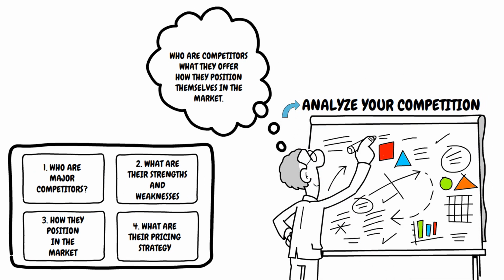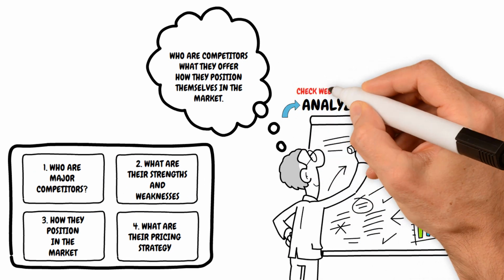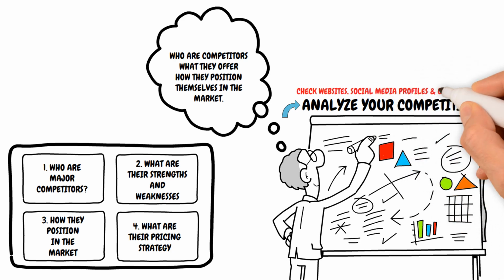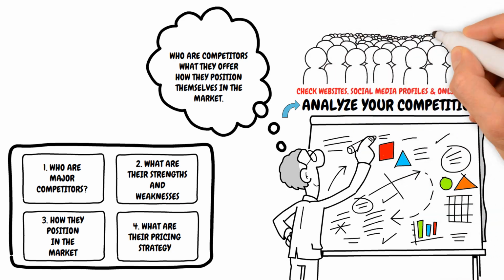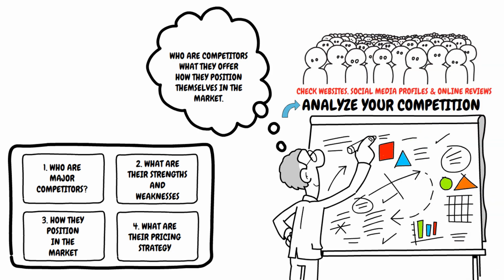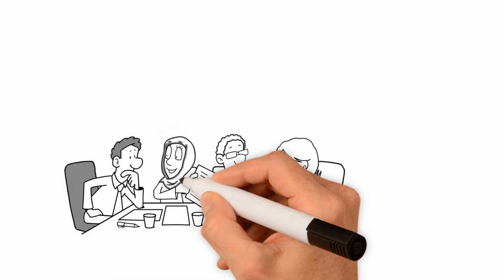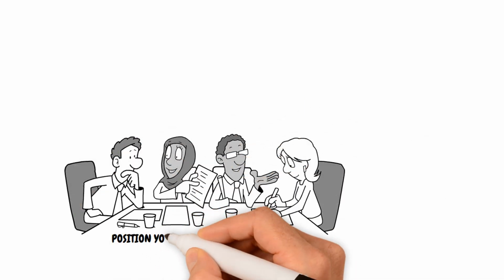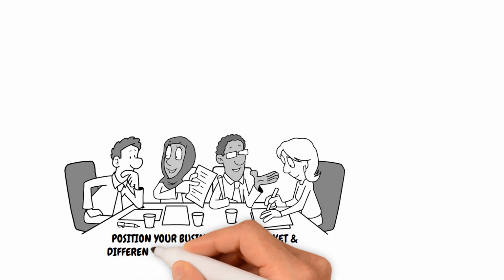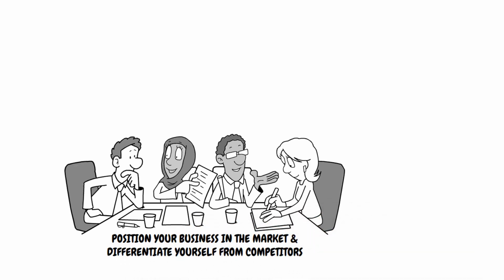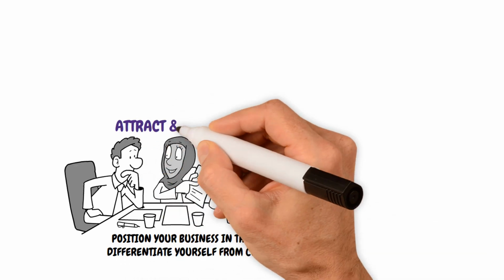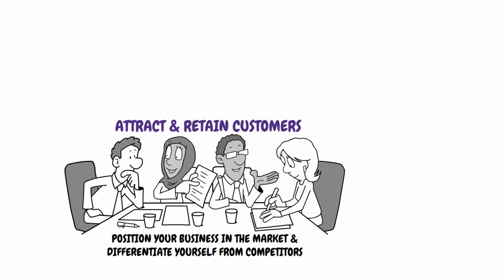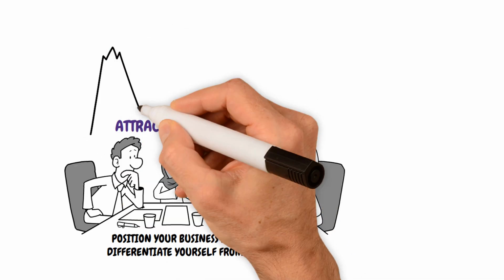To analyze your competition, you can use a variety of sources such as their websites, social media profiles, and online reviews. It's also a good idea to speak with customers and industry experts to get a better understanding of your competition. Once you have a good understanding of your industry and competition, you can use this information to position your business in the market and differentiate yourself from your competitors. This can help you attract and retain customers and ultimately drive the success of your business.